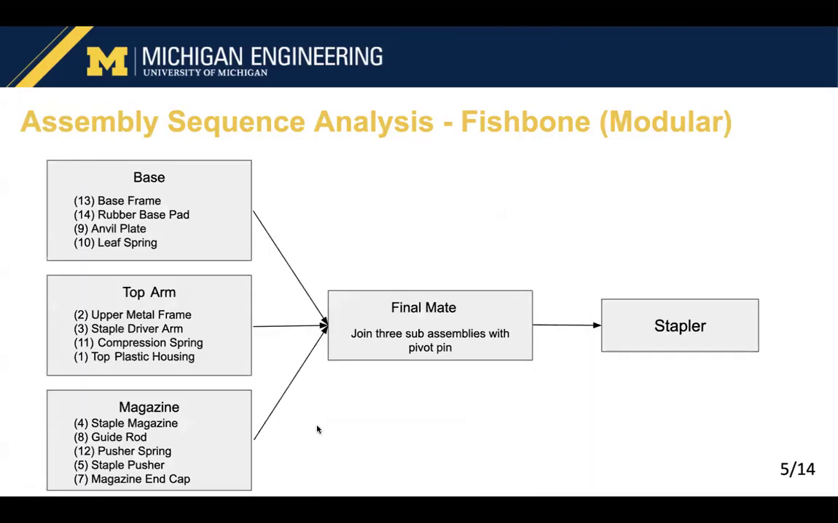For our first assembly sequence, we proposed a modular build. The stapler is split into three sub-assemblies: base, top arm, and magazine, each built in parallel at its own station. All three then meet at the final mate step where the pivot pin joins them into the finished stapler.